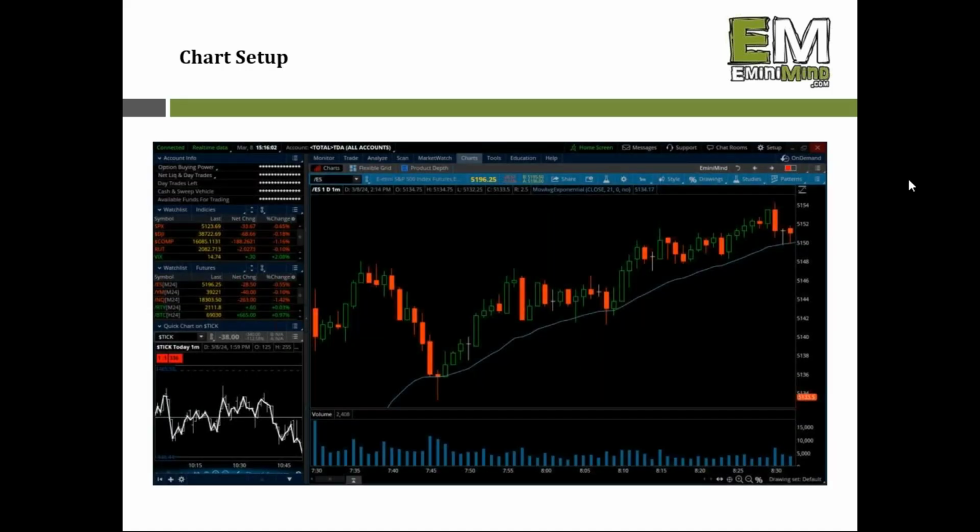So let's talk about some of the details about how I set up my chart and the philosophy around this trading method, and then we'll get into the order execution and then managing the trades from there. So I keep my charts pretty basic. I use Thinkorswim for my charts, but like I said, you can use whatever you want, NinjaTrader, TradeStation. I do my order execution on Tradovate.